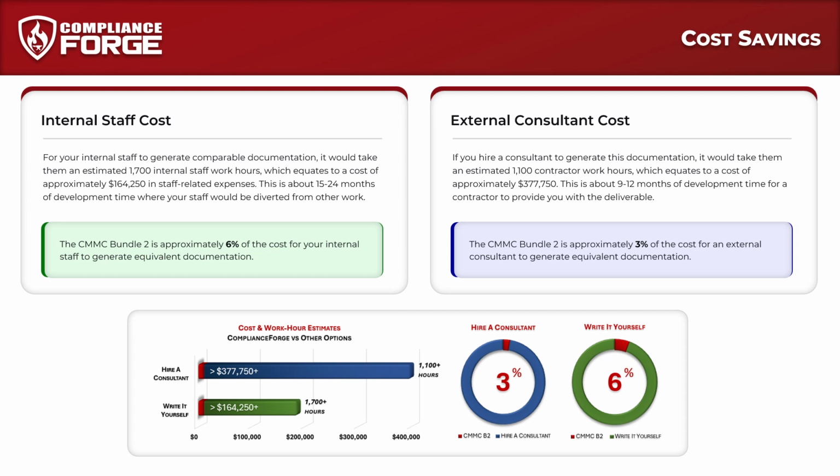The CMMC Bundle 2 is approximately 6% of the cost for your internal staff and approximately 3% of the cost for an external consultant to generate equivalent documentation. The bundle itself is $10,530.